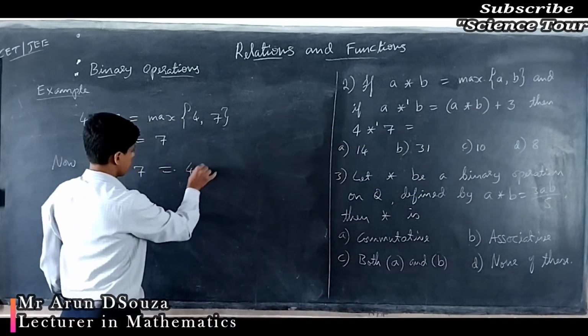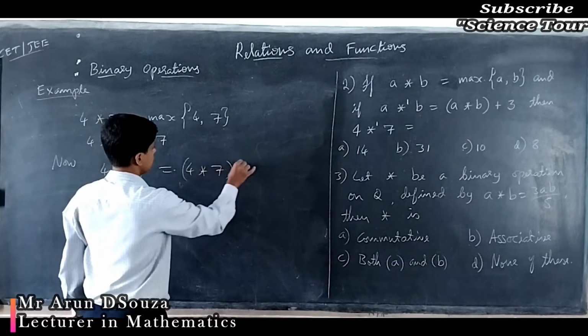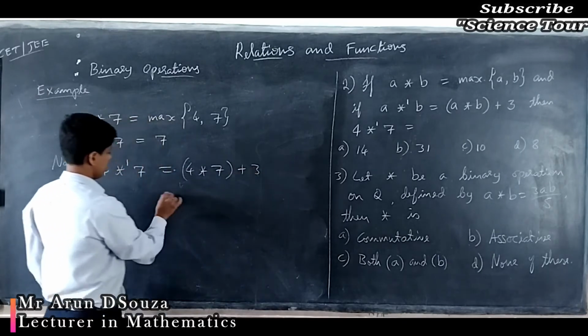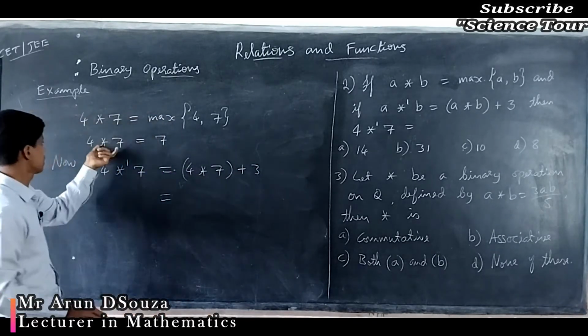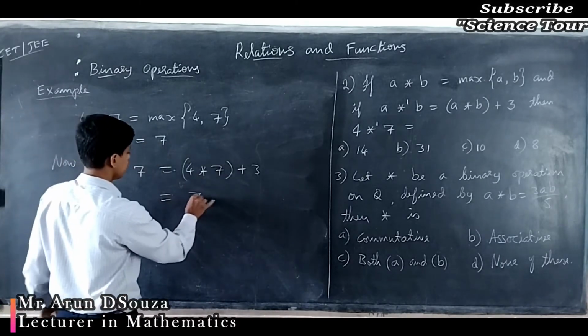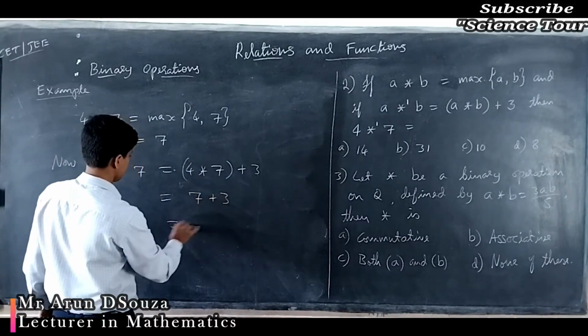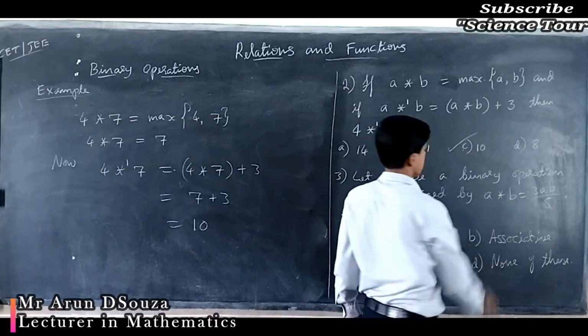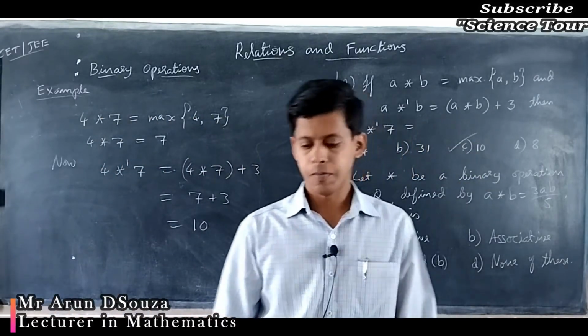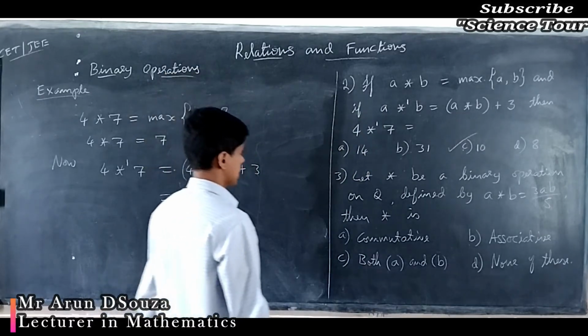That means 4 star 7 plus 3. This is not star, that is plus. And what is 4 star 7? It is 7, and plus 3 will give you 10, and that's it. So option C is the right answer. So that is the second question.